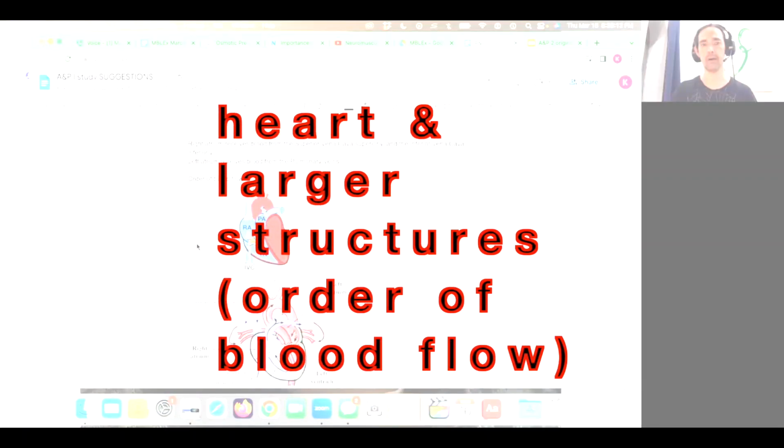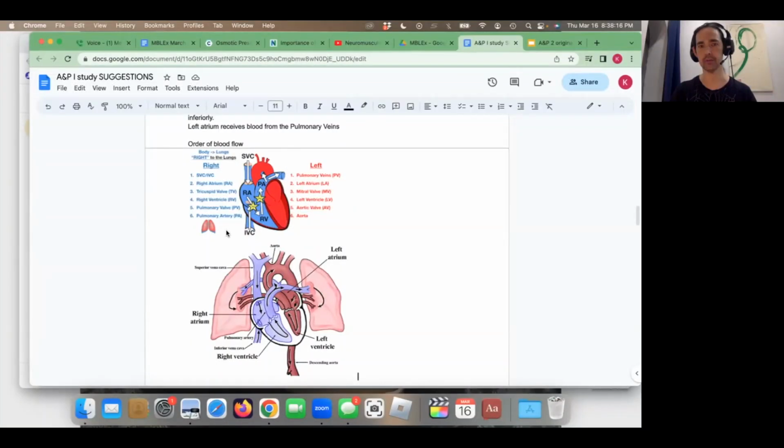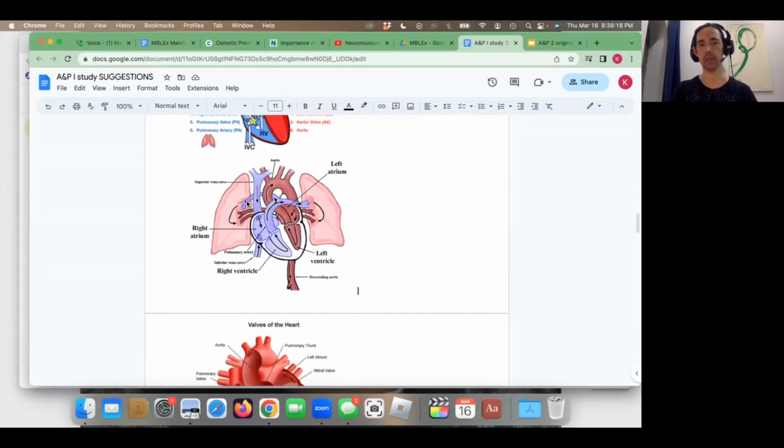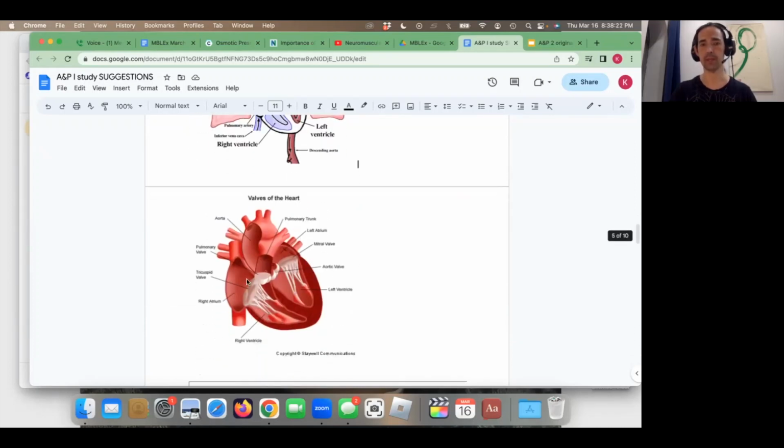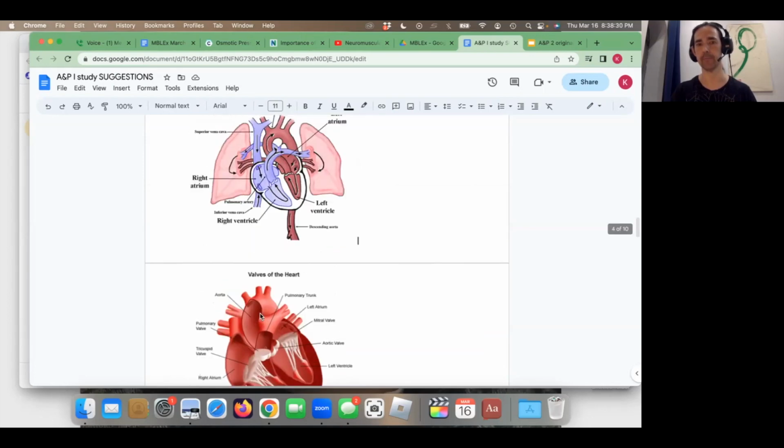So we see here three drawings of the heart. Here's the one in red and blue. Here's the one with the lungs on either side. And here's the one with the valves showing very clearly, the valves and the arteries and veins, the vasculature showing very clearly.